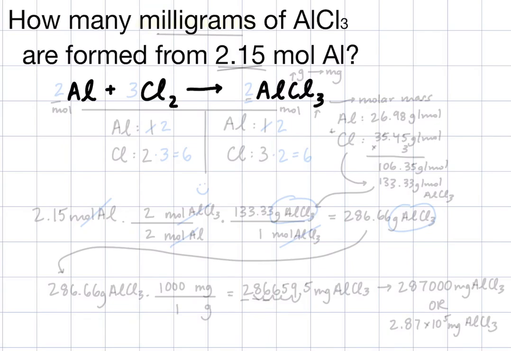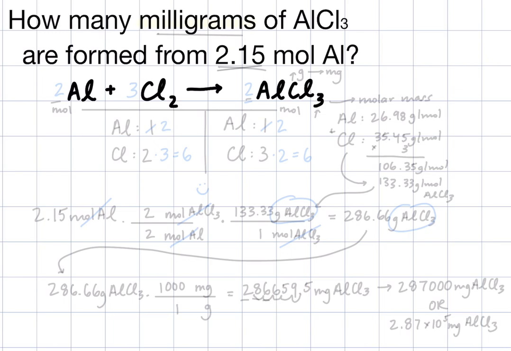Let's practice some stoichiometry. This problem asks how many milligrams of AlCl3 are formed from 2.15 moles aluminum. We're given this equation, Al plus Cl2 produces AlCl3. So we're reacting aluminum and chlorine together to form aluminum chloride.